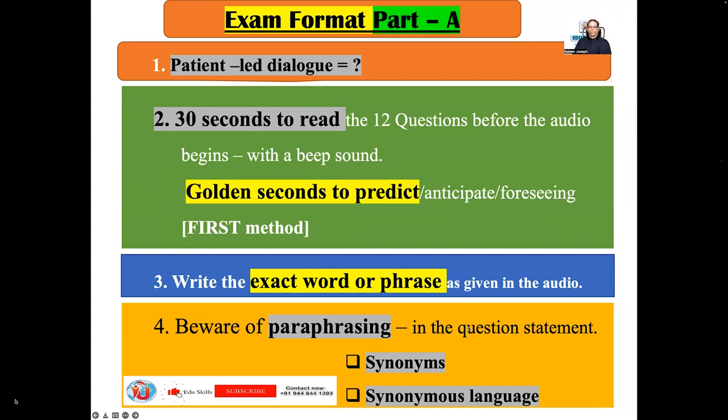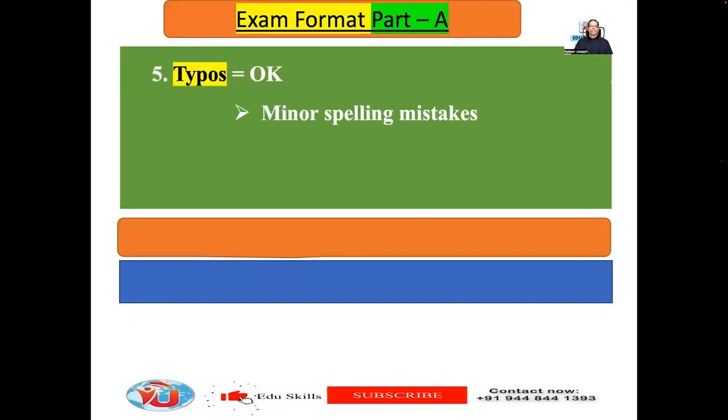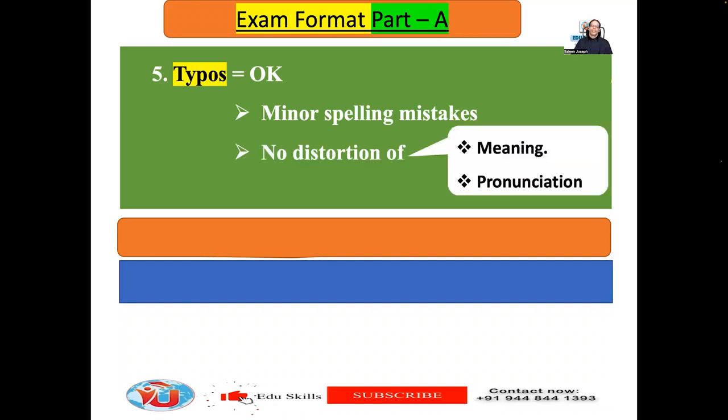If you are competent with paraphrasing, definitely you will be competent in synonyms and synonymous language, because paraphrasing includes them. Today we'll be mostly focusing on predicting as well as paraphrasing, because other things I have dealt with earlier. Typos means spelling mistakes. Minor mistakes are okay, but they should not distort or change the meaning or pronunciation. There should not be a big distortion in the meaning or the pronunciation. So minor spelling mistakes are not penalized.